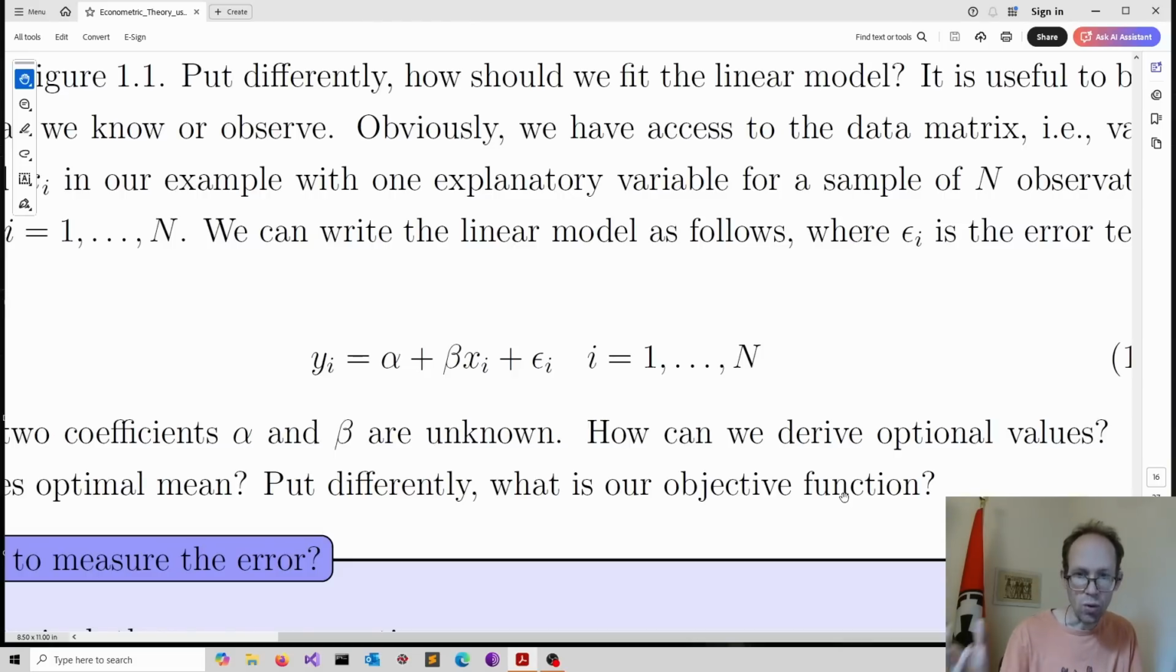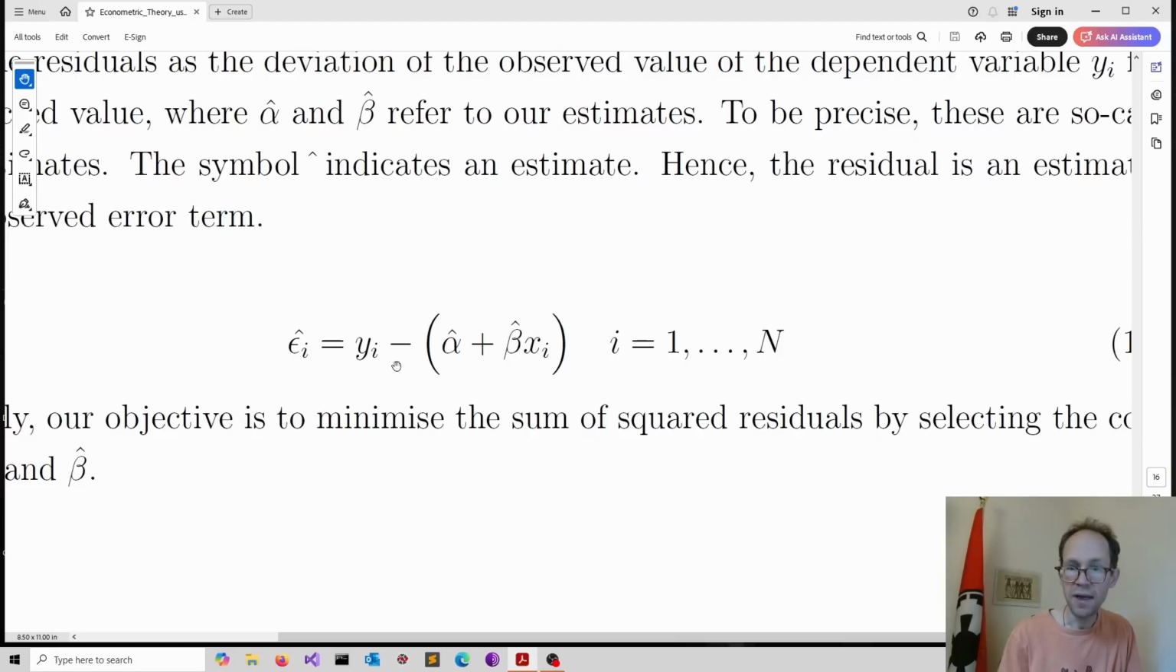In the case of OLS, the loss function refers to the sum of squared residuals. Now, what are residuals? So when we go back to this equation and rearrange it, we obtain the following. In that case, we define residuals as the deviation of the observed value of a dependent variable from its predicted value, where alpha hat and beta hat refer to our estimates.